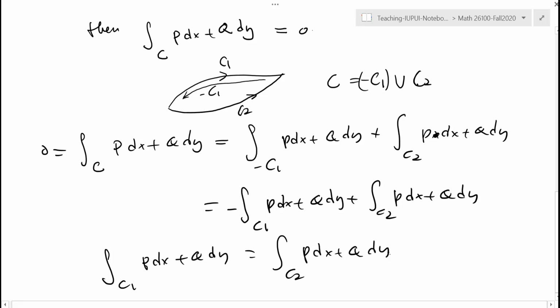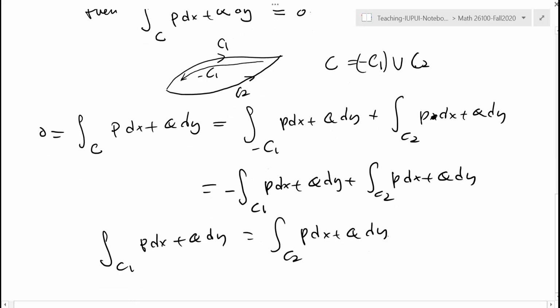So one can conclude that the line integral is independent of path. Along a path it is independent of path. So that means the vector field is conservative.